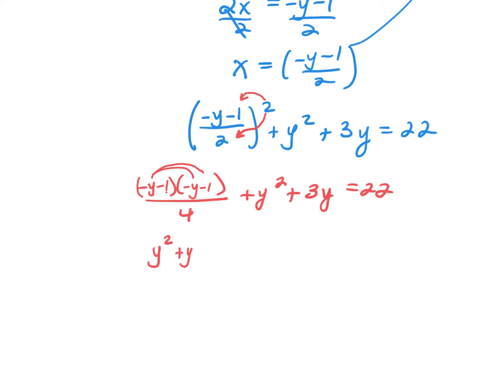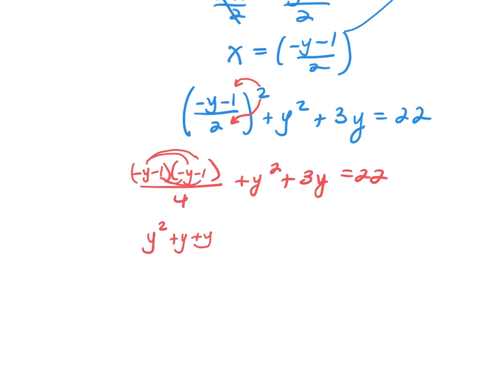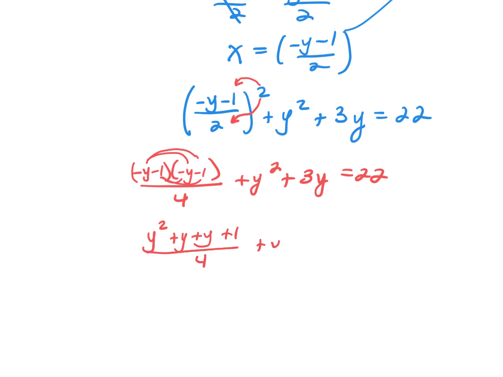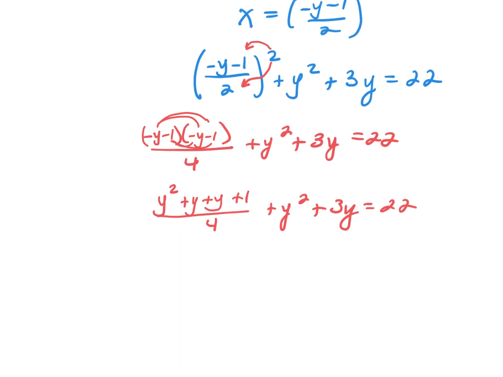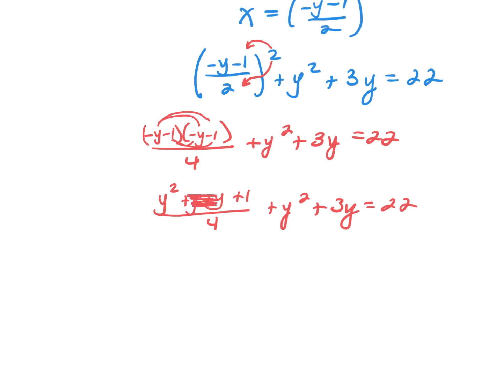Plus y. What's negative 1 times negative y? Plus y. What's negative 1 times negative 1? Plus 1 over 4 still. Plus y squared plus 3y equals 22. If I combine this, you guys agree I have 2y here? Okay, now, I have a denominator of 4. How do I get rid of it?